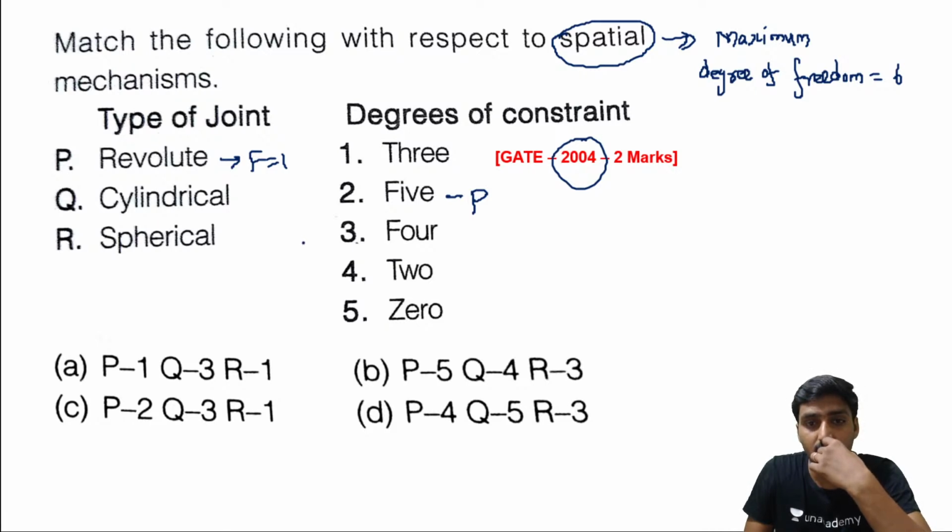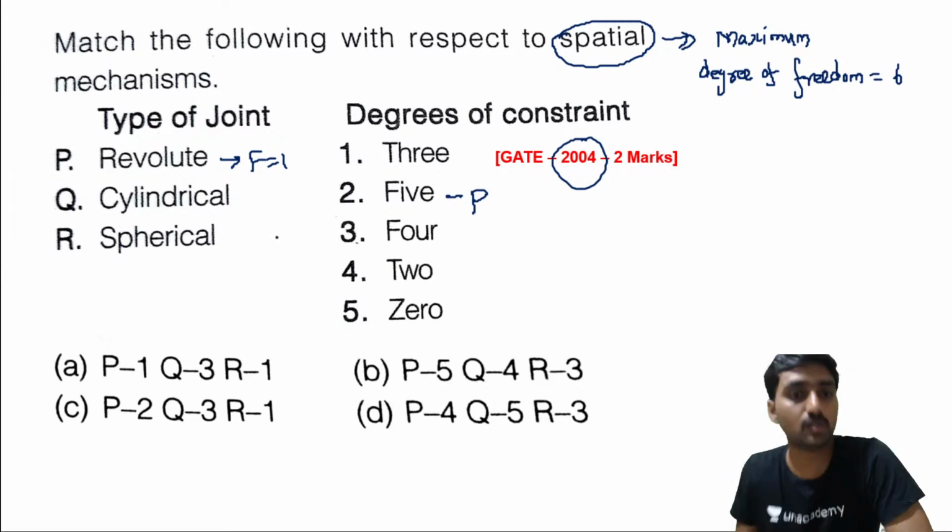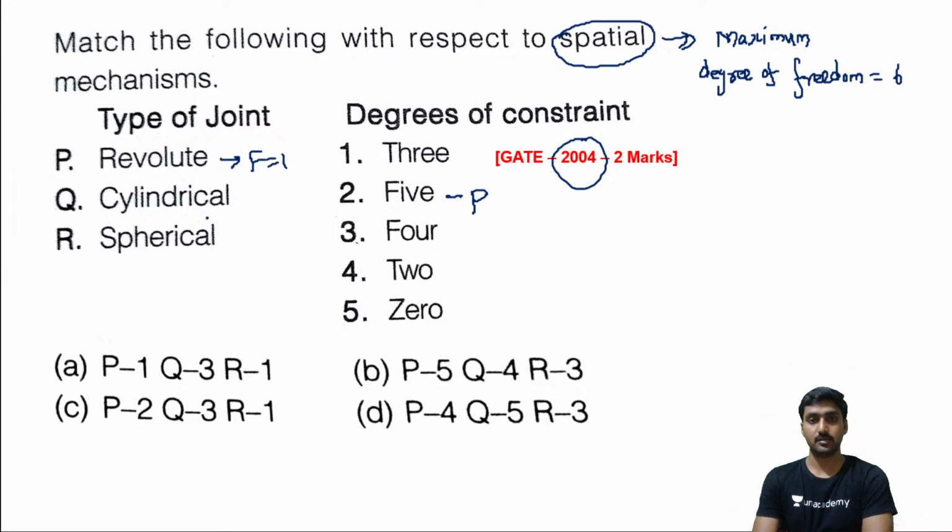Yes or no? That is P is 2. P is matched with 2. Now cylindrical, totally F is equal to 2. If F is equal to 2, then how many constraints? So it belongs to 4 constraints. Yes, Q is matched with 3.